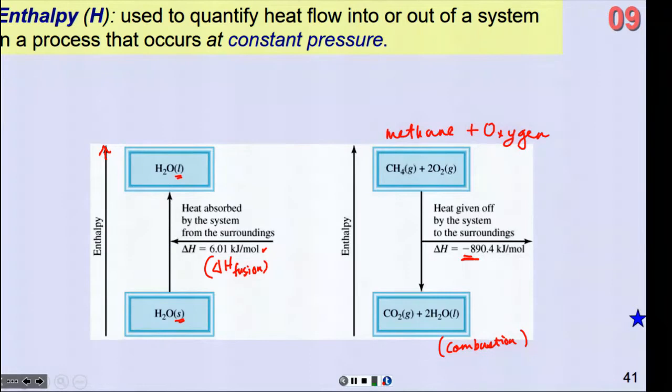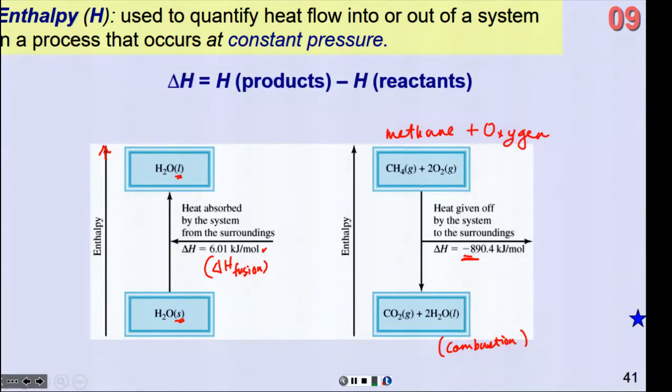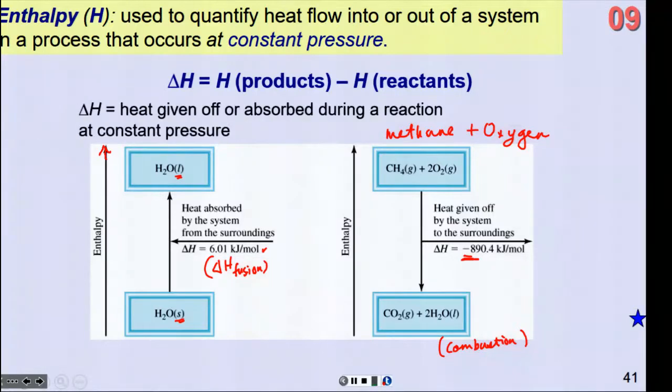Now let's think about this some more. The change in heat, delta H, is the heat of the products minus the heat of the reactants. And so heat is given off or absorbed during a reaction when we're at constant pressure. And in the left example, water solid turning into a liquid, the heat of the products is greater because it's up here.